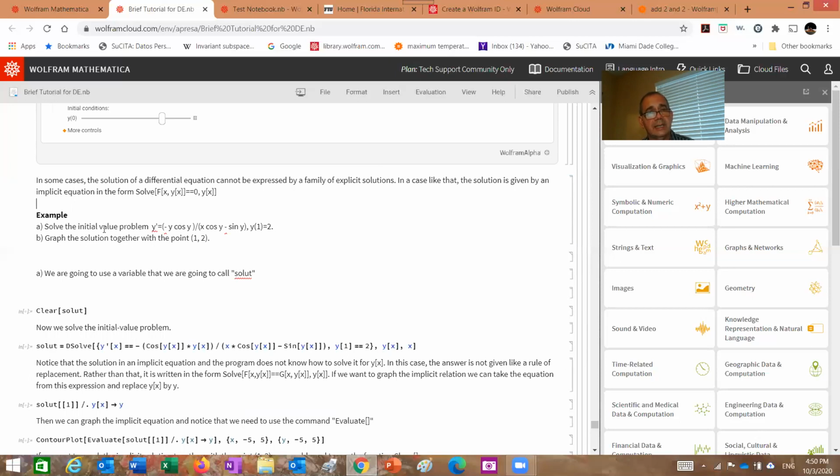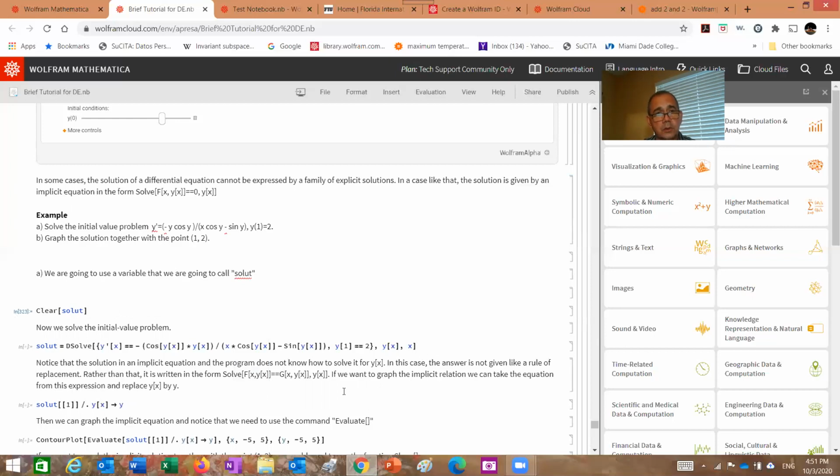So let me show you this example. Solve the initial value problem y prime is equal to minus y cosine of y divided by x cosine of y minus sine of y, with the initial condition y of 1 is equal to 2. And then graph the solution together with the point (1, 2). So we're going to use the variable solute as we did before. So we're going to clear all values for this variable. And then we're going to solve the initial value problem.